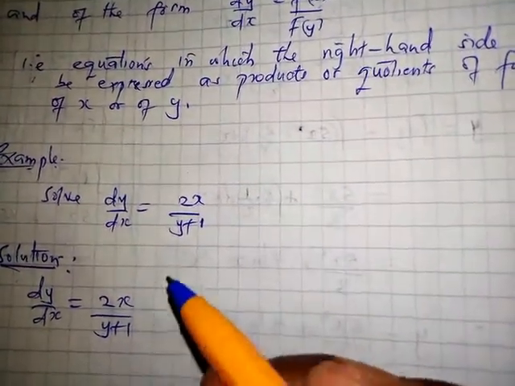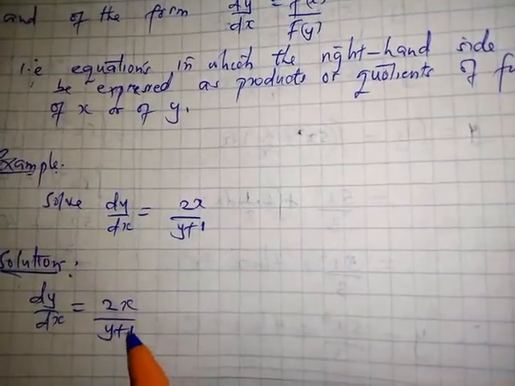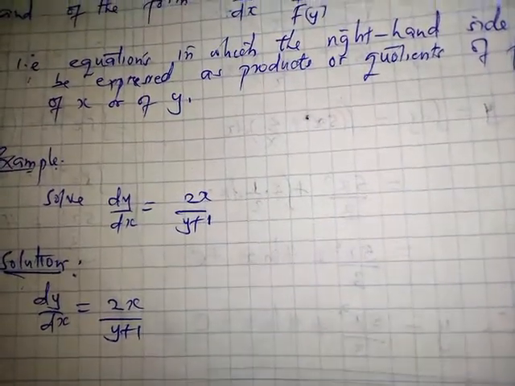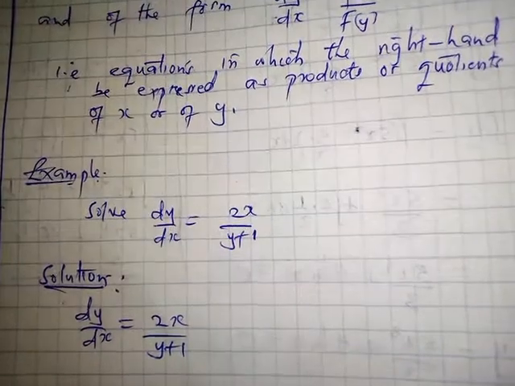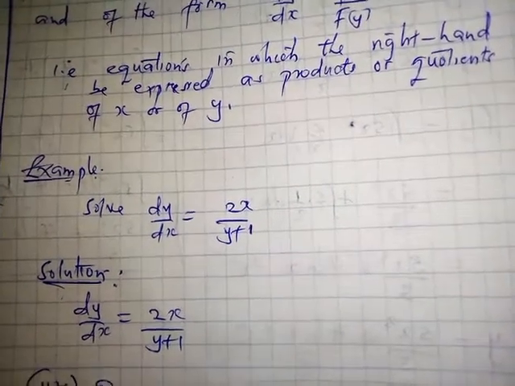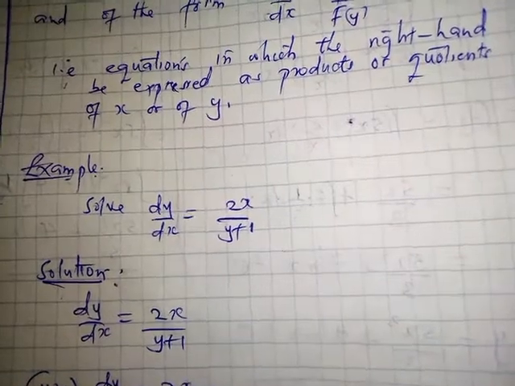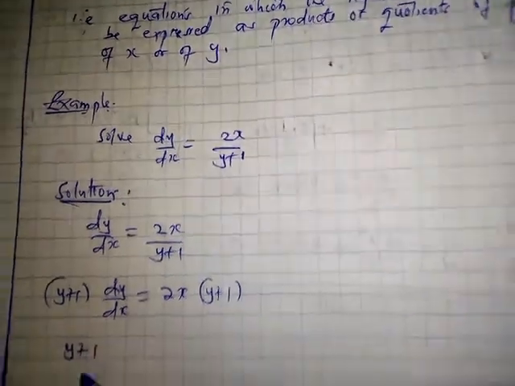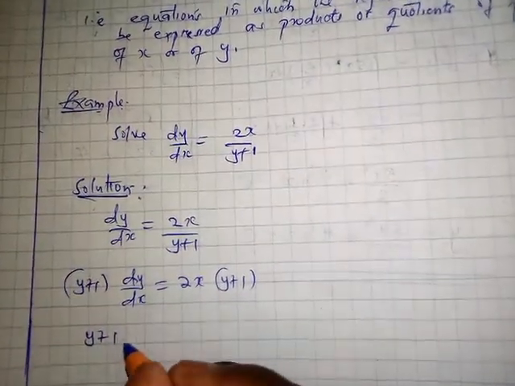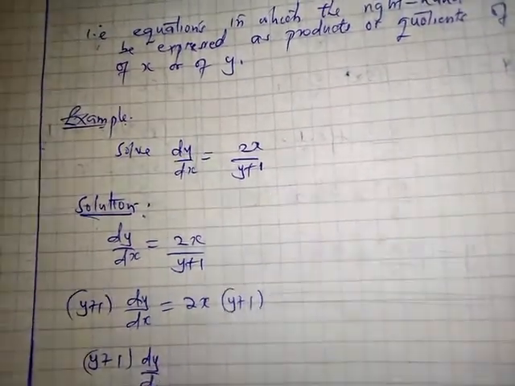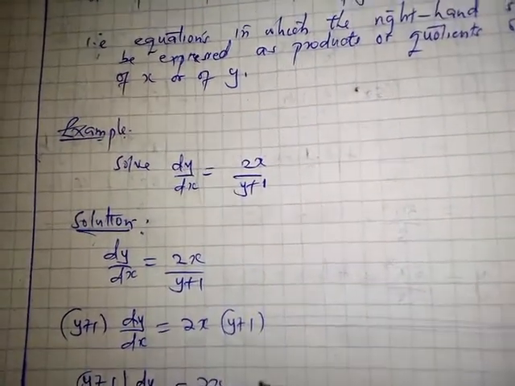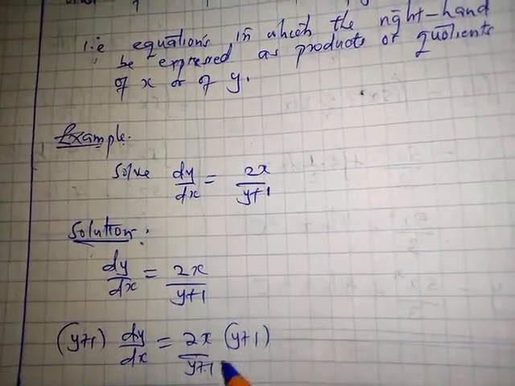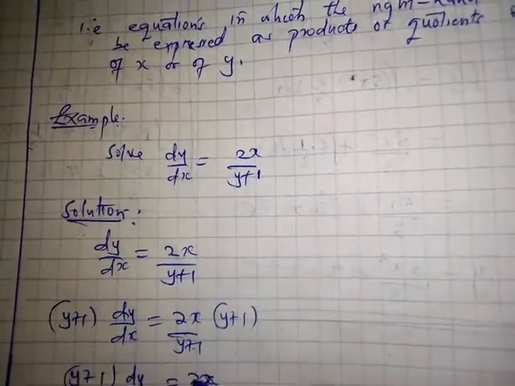This can also be written as, by multiplying both sides by (y + 1), (y + 1) dy/dx = 2x (y + 1) over (y + 1), so that we have (y + 1) dy/dx = 2x. Remember, here the (y + 1) cancels, and we remain with 2x.